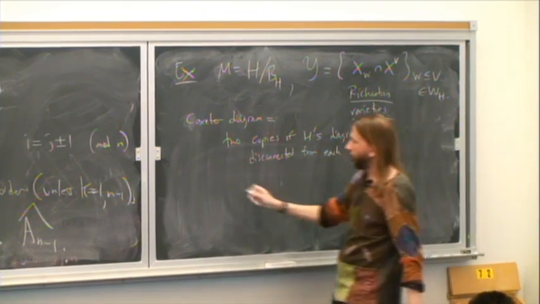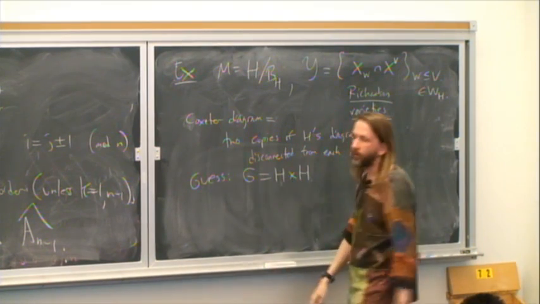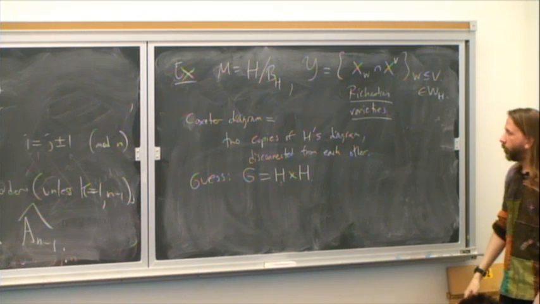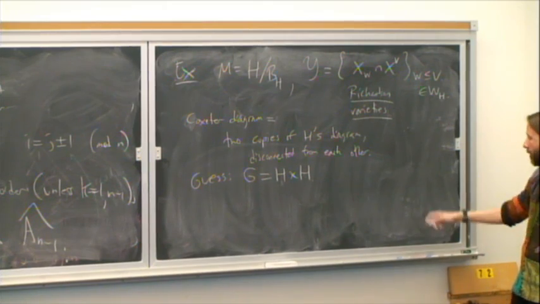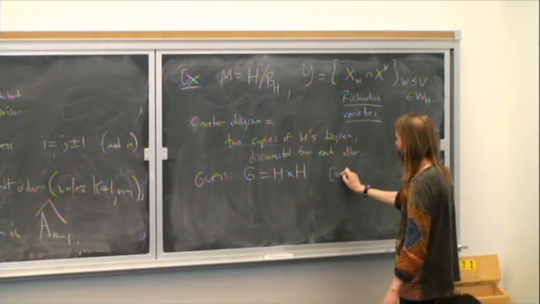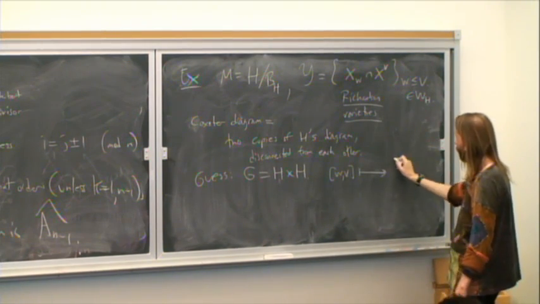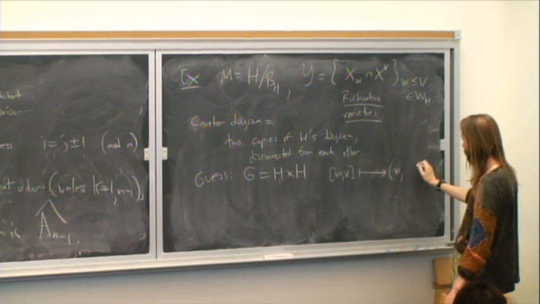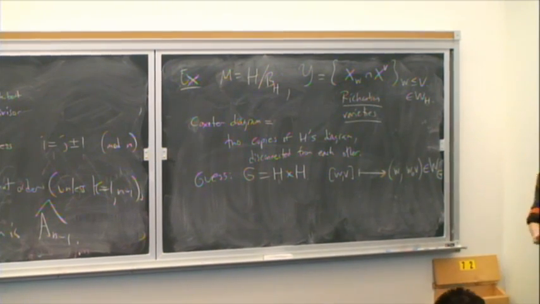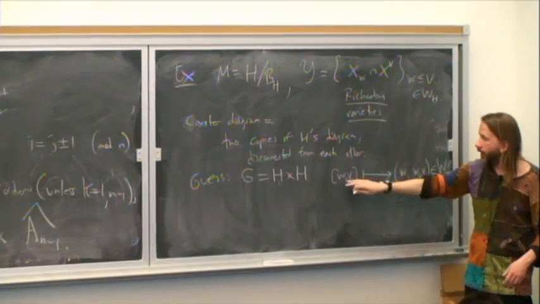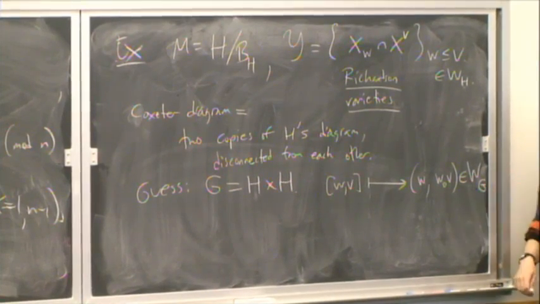And here it's pretty obvious, which is we should guess that we could take G to be H cross H. And then what would the poset map be? Now it's going to be that (W, V), where W is less than V, is supposed to map to the pair (W naught, V). And this is in the Weyl group of G. So that's the poset map, and it does identify this poset of pairs with an order ideal inside here. So that's not very deep.